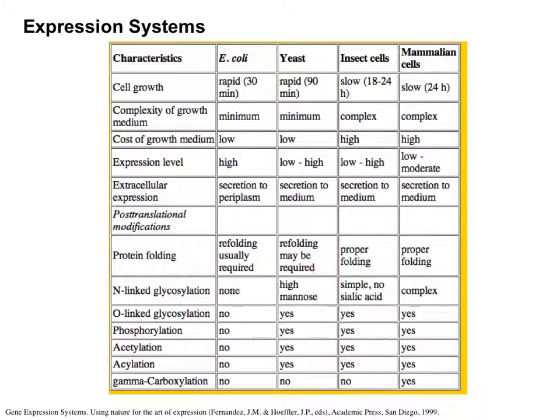Refolding is usually required in the case of E. coli, and yeast, that they fold properly. There's no post-translational modification. There is one type of post-translational modification, which is high mannose. You can have simple, no sialic acid, and you have complexes. Again, in the case of E. coli, you don't get any of these, and then the rest you can, with the exception of gamma carboxylation. It can't be happening under high mannose conditions or sialic acid.